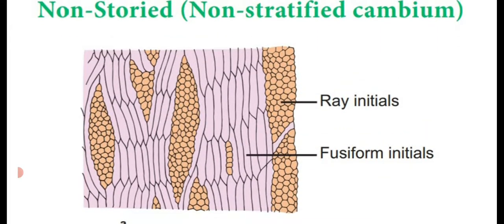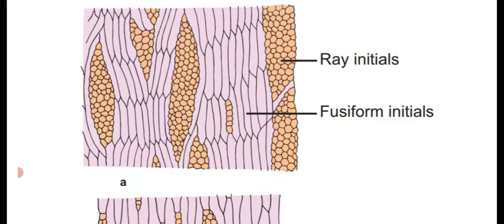See the first one. The ray initials look hexagonal or polygonal in shape. See the fusiform initials. They are vertically elongated cells, lengthier in size, light pink in color.